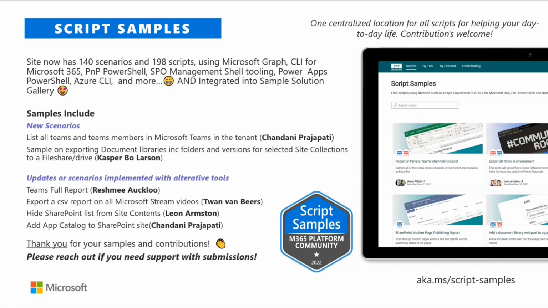So we're not limited to a specific tool, but the ones that we do support are Microsoft Graph, CLI for Microsoft 365, PnP PowerShell, SharePoint Management Shell, Power Apps Management Shell, CLI as well. And all of these are integrated in the solution sample gallery that's located on adoption.microsoft.com. So they're surfaced not only on the portal that you see on the screen there, but also in that repository as well. We've got some new scenarios and some new examples coming through here.